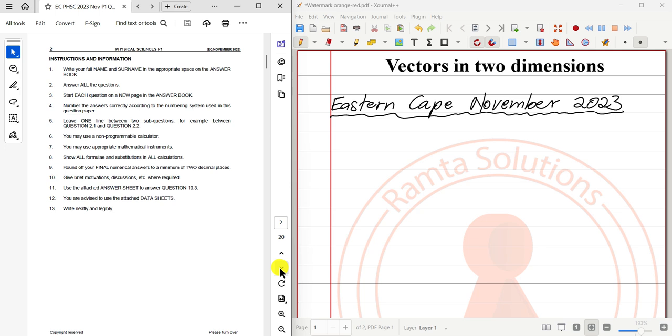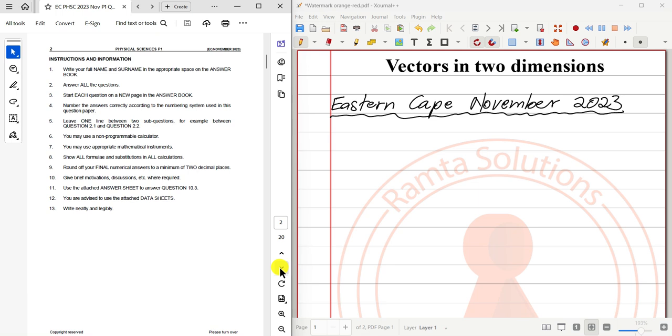Instruction number 10 says, give brief motivations, discussions, etc. where required. Guys, with this instruction, it doesn't mean that you should stress yourself because maybe you don't have the correct wording that you think you require. Any wording that you think makes sense and is scientific, provide it. But make it brief if possible. However you can, please make sure that your point is conveyed.